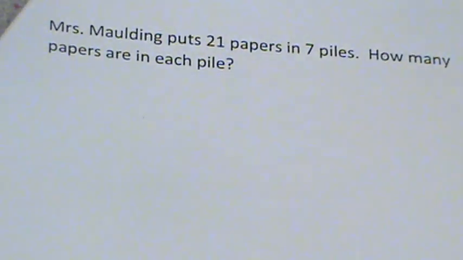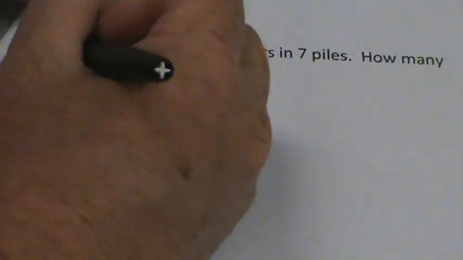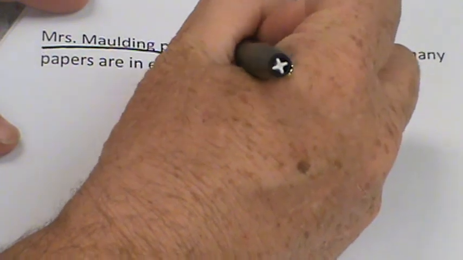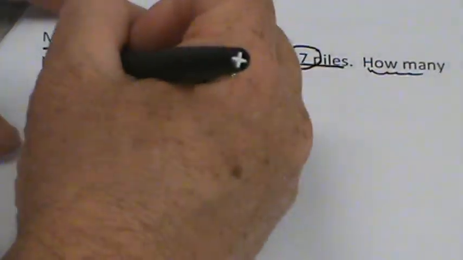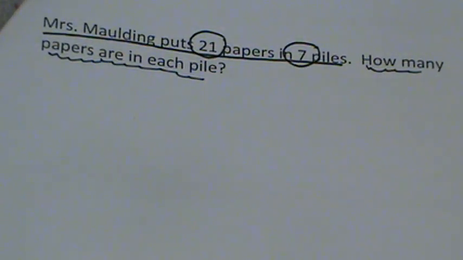Now let's go back to our packet. And oh, look at here. We have a new problem to deal with. And let's annotate. So we know that Mrs. Maulding puts 21 papers in 7 piles. Circle the 21, circle the 7. Then what we need to find is how many papers are in each pile. So Mrs. Maulding puts 21 papers in 7 piles. How many papers are in each group?